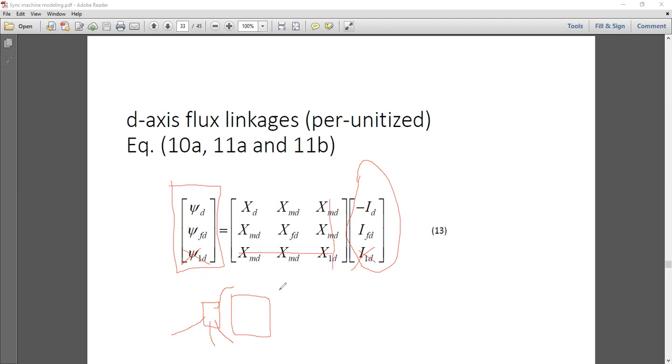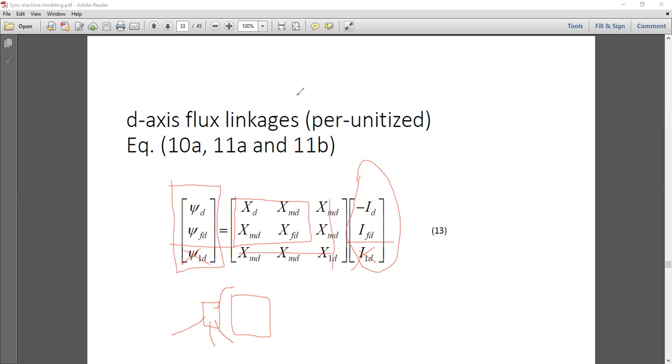Because we will be living with these two-sized vectors, 2 by 1. Only psi D and psi FD, you will be left with this, and we will be left with only these two currents, minus ID and IFD. So what should be the dimension of this? It should also be 2 by 2. So you will be left with only this XD, XMD, XMD, and XFD.